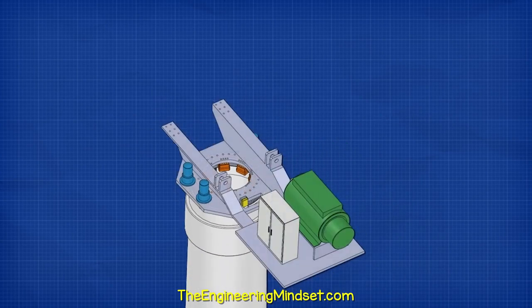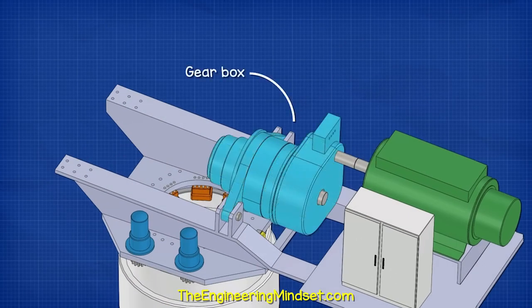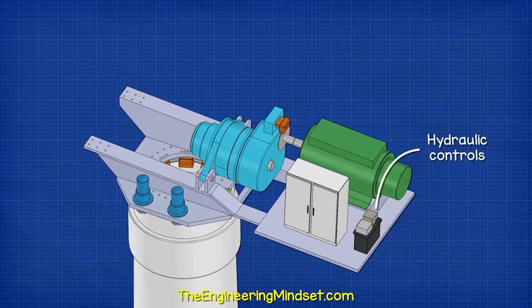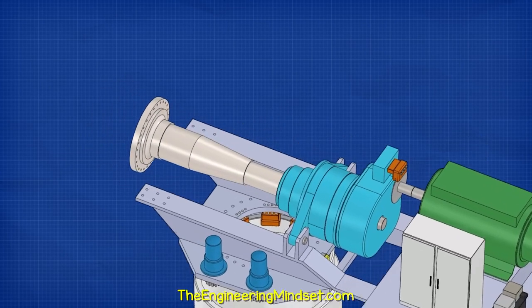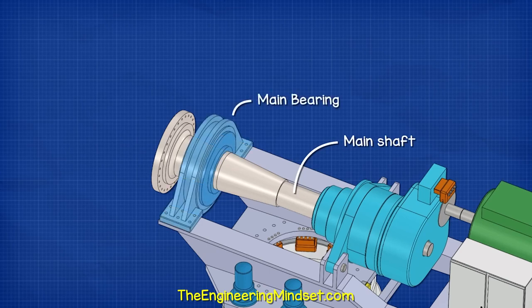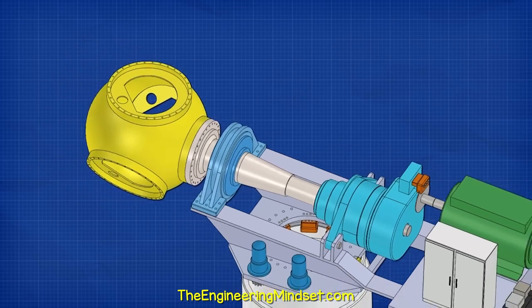At the back of the bed plate, we find the electrical generator. There will usually be an electrical and a controls panel here too. The generator connects to a gearbox via the high-speed shaft. Attached to the shaft is a disc brake which is hydraulically controlled. This will be powered from the hydraulic control set. The gearbox then connects to the main low-speed shaft. This is supported by the main bearing. This connects to the hub at the very front of the turbine.